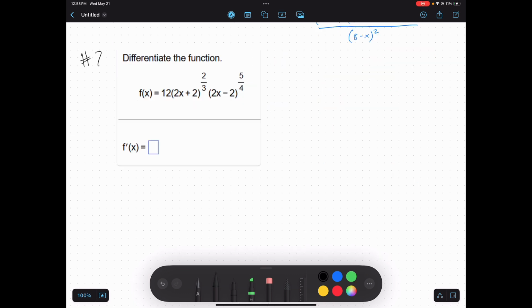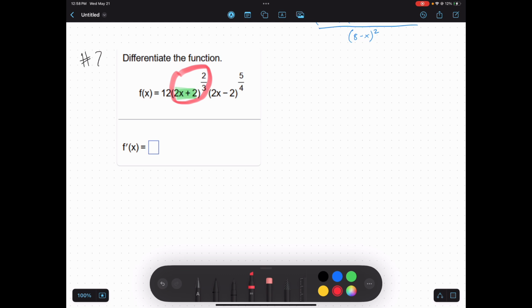Okay, let's look at the very next problem. So this is number 7 from the homework. We've got this function, 12 times 2x plus 2 all raised to the 2/3 power, and then 2x minus 2 raised to the 5/4 power. So hopefully as you're looking at this, you can see how, hey, this is going to require chain rule. I have a function inside of an outside function. But it actually happens in 2 different places.